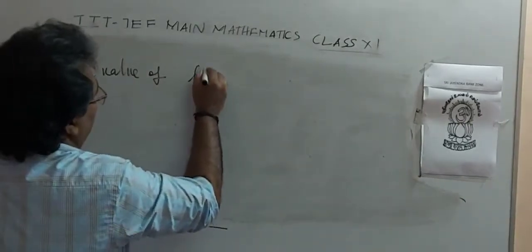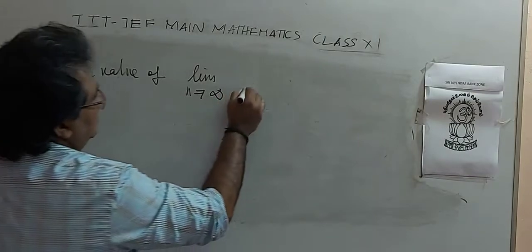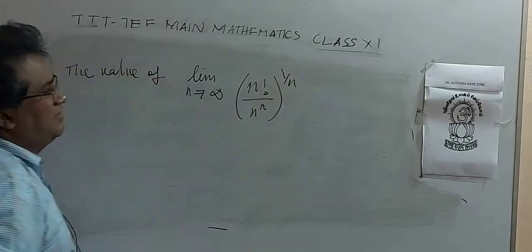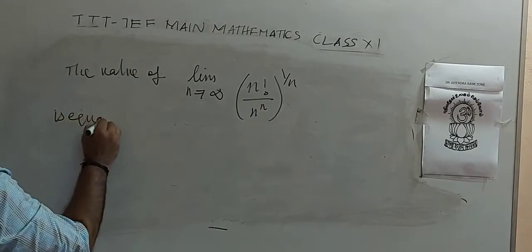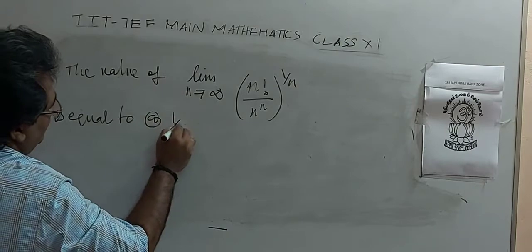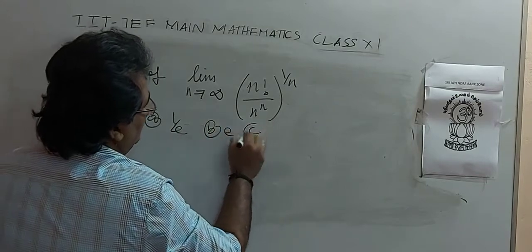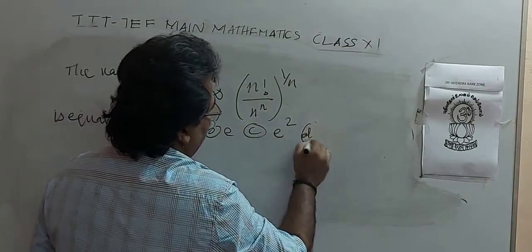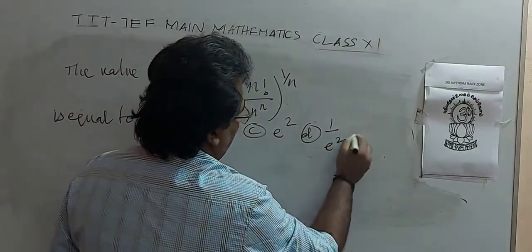The value of limit n tends to infinity, n factorial by n power n, whole power 1 by n, is equal to: option A, 1 by e; option B, e; option C, e squared; option D, 1 by e squared.